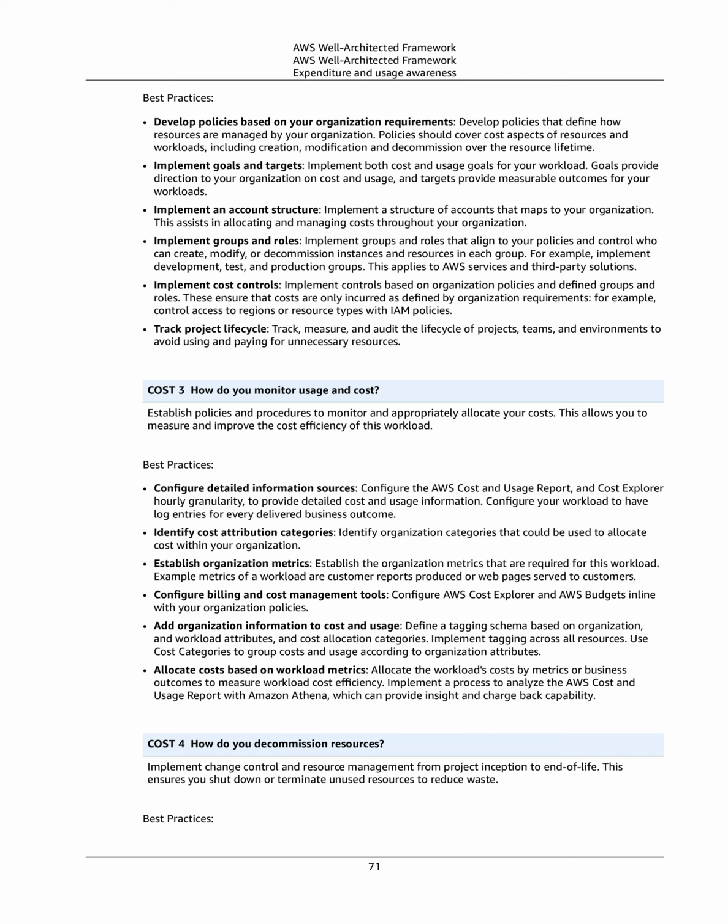Use cost categories to group costs and usage according to organization attributes. Allocate costs based on workload metrics. Allocate the workload's costs by metrics or business outcomes to measure workload cost efficiency. Implement a process to analyze the AWS Cost and Usage Report with Amazon Athena, which can provide insight and chargeback capability. Cost 4. How do you decommission resources?